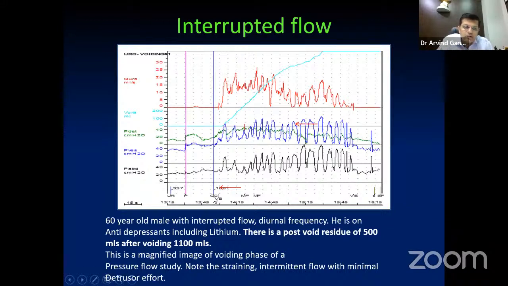So till here, you see that we have written the CC over here, that is cystometric capacity, and you see that these are the readings of the voiding phase. So you see that the patient is having a significant amount of straining. This is the P vesicle. You see that he's using a lot of abdominal contraction for passing urine. He's using his abdominal muscles to pass urine.